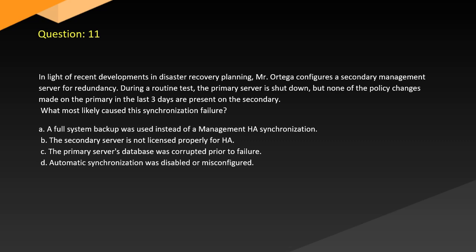A. A full system backup was used instead of a management HA synchronization. B. The secondary server is not licensed properly for HA. C. The primary server's database was corrupted prior to failure. D. Automatic synchronization was disabled or misconfigured.